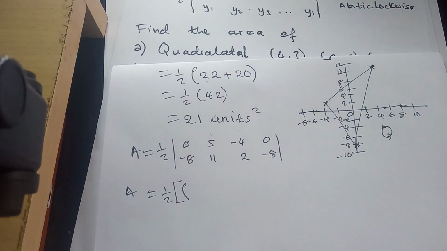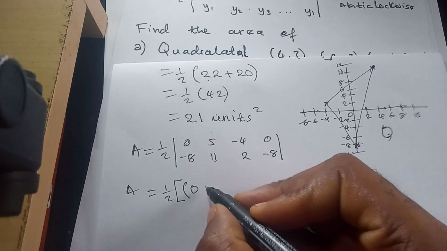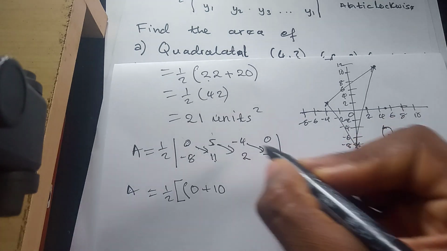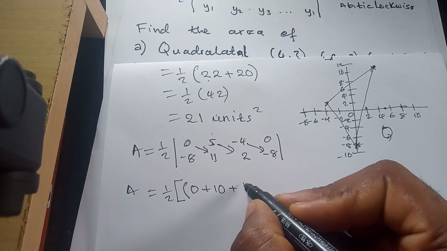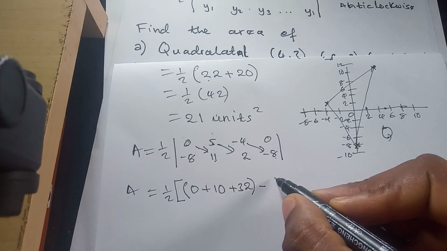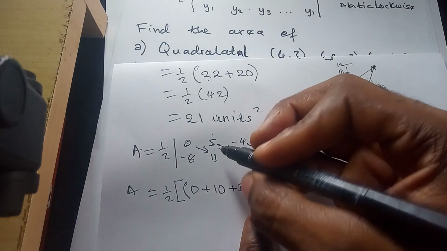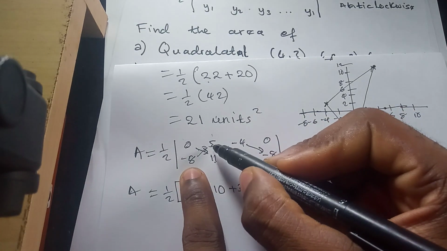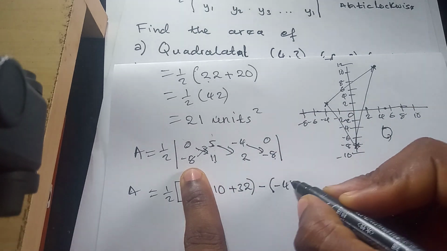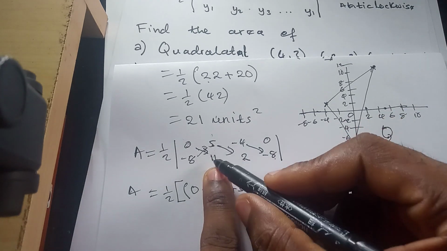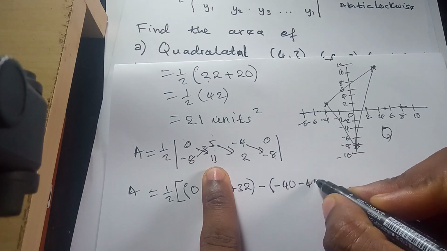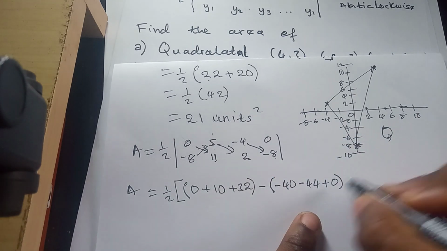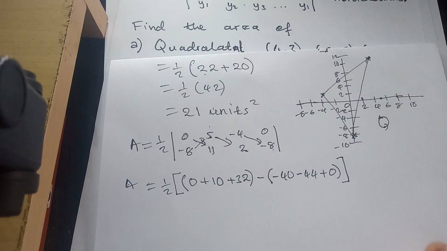So let's multiply the numbers directly now. We have 0 times 11, this is 0, plus 5 times 2, this is 10, and then -4 times -8, this is 32. You close, then you have minus the brackets, very important. You move on to your minor diagonals, so you can say 5 multiplied by -8, this is -40, then plus this times this will be -44, so you can just write -44, no need to put a plus, and then plus 0 multiplied by 2, we have a 0, and then you have your square brackets like this.